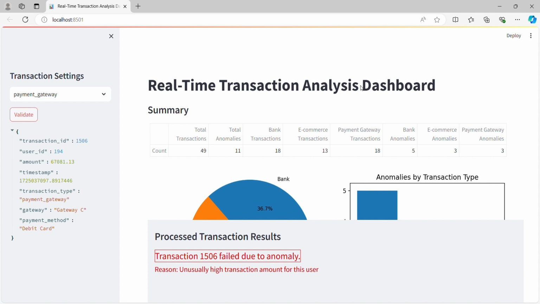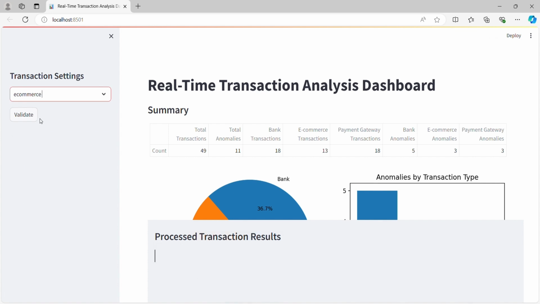Today I'm going to provide you an overview about our application, Real-Time Transaction Analysis. In this application, we are getting data from three different parts. There might be a transaction from a bank side, it might be an e-commerce, or it might be a payment gateway. As per the transaction type, it will have some different parameters.